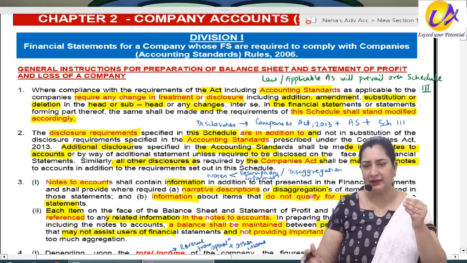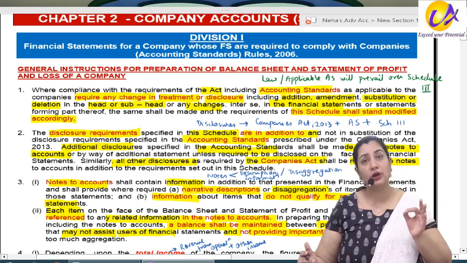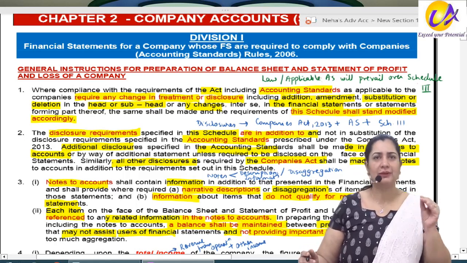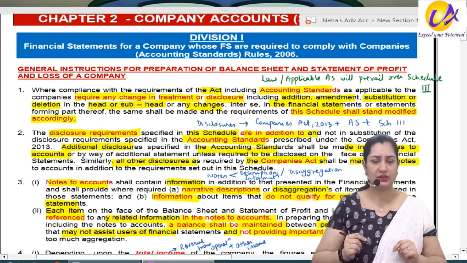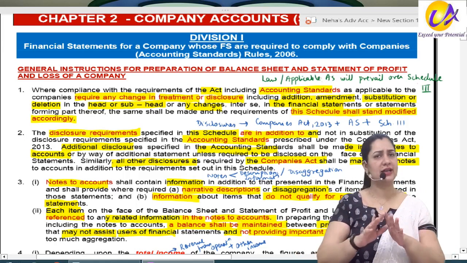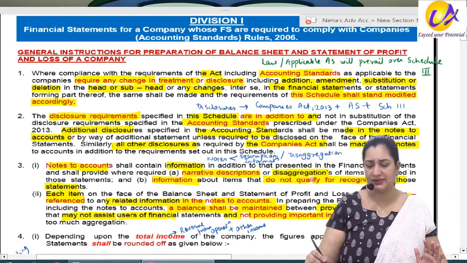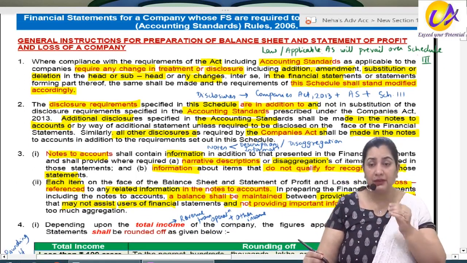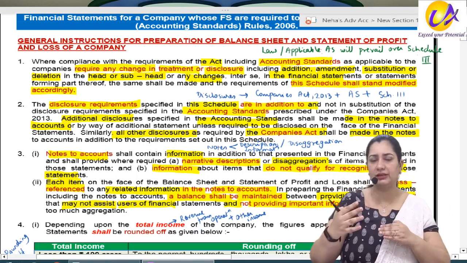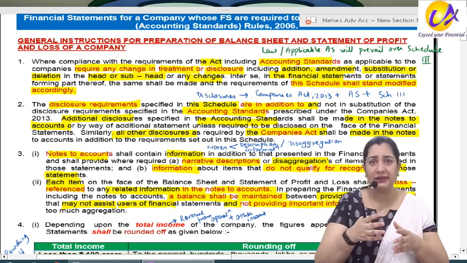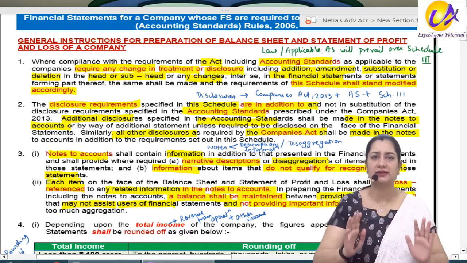Secondly, in general instruction, it says that if there is anything which contradicts with Schedule 3, which my Companies Act requires or my accounting standards require, this schedule says that you follow that accounting standard or law and our schedule will stand modified. So in simple words, law or the accounting standards are above Schedule 3, and according to the treatment, the disclosures, whatever are there, you need to do it according to that standard.